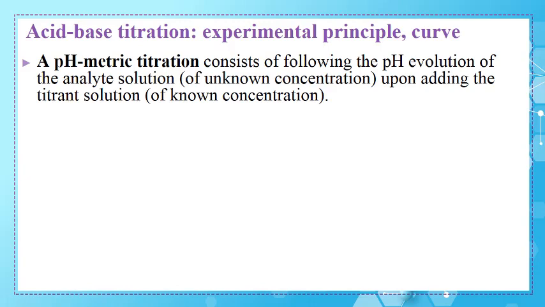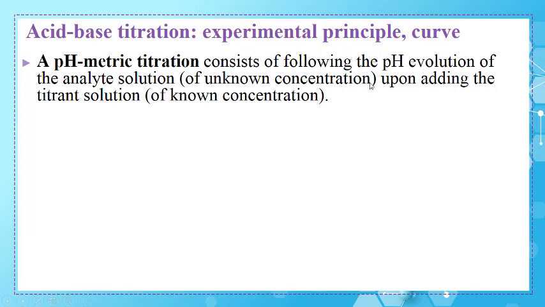An acid-base titration consists of following the pH evolution, or the pH change, in the beaker, meaning the solution of the unknown concentration, using the values of the pH recorded by the pH meter. These values change upon adding the titrant solution that is in the burette.